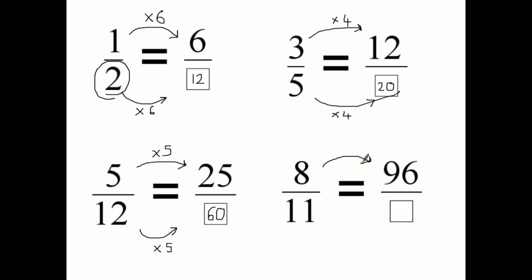What's 8 been multiplied by to get 96? 12. So therefore, I must do the same to the denominator. And 11 12s are 132.